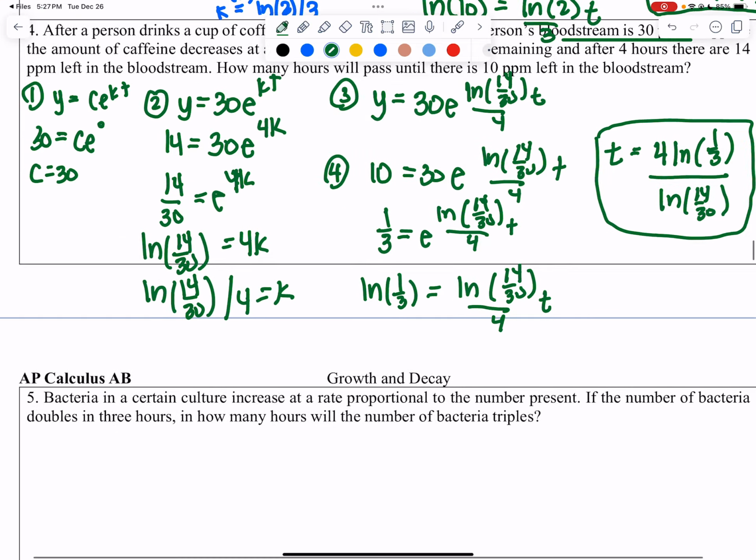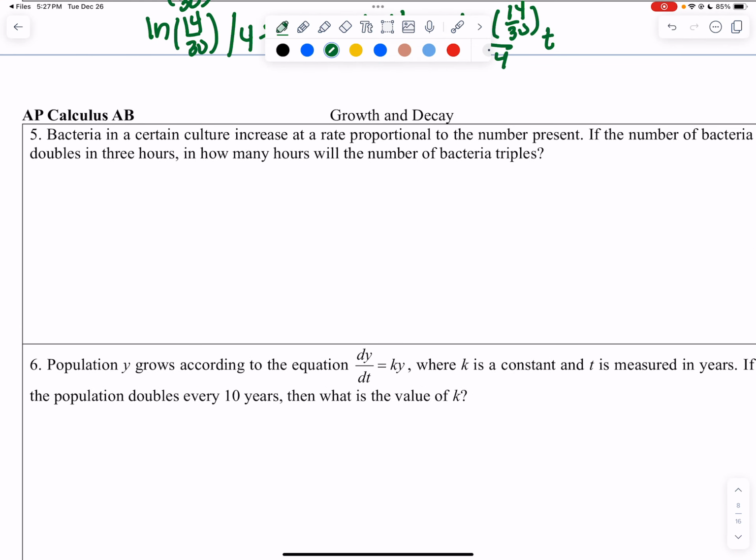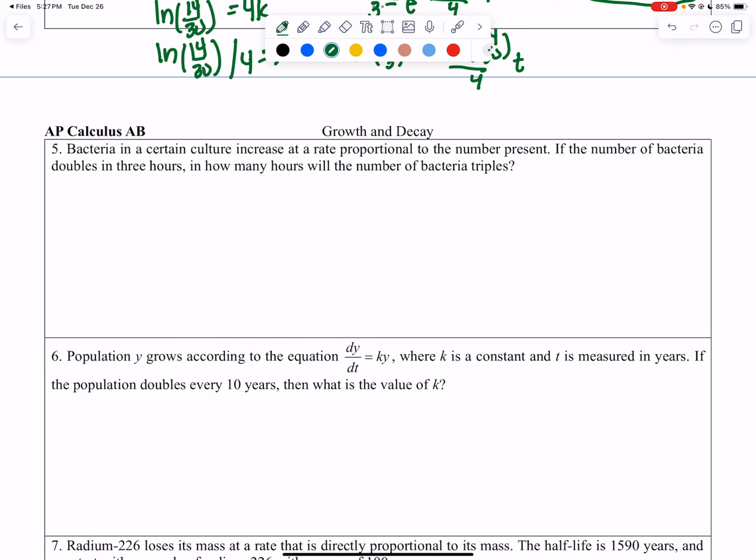All right. Let's see. I guess I could do 5. 5's fine. Okay, we have bacteria in a certain culture increases at a rate proportional to the number present. If the number of bacteria doubles in 3 hours, how many hours will the number of bacteria triple? Okay, so you have y is equal to c e to the kt.